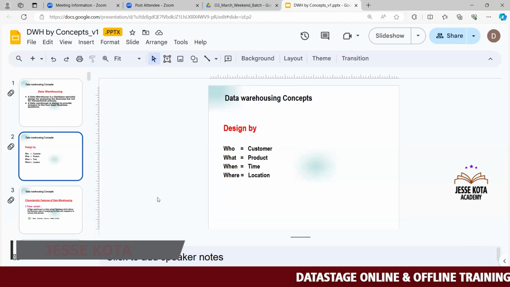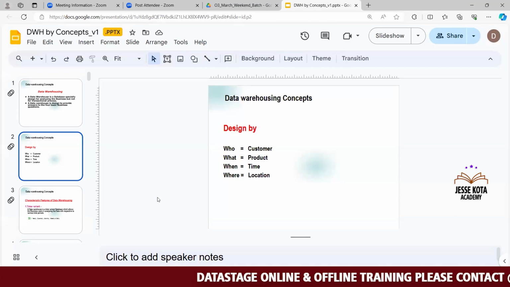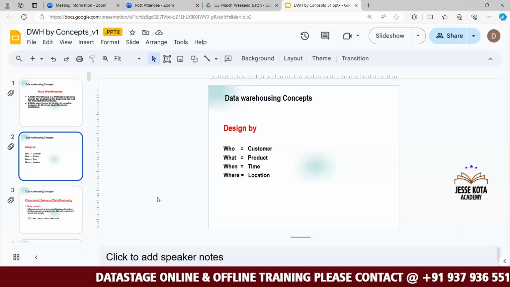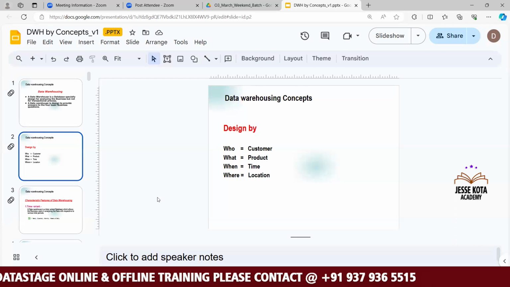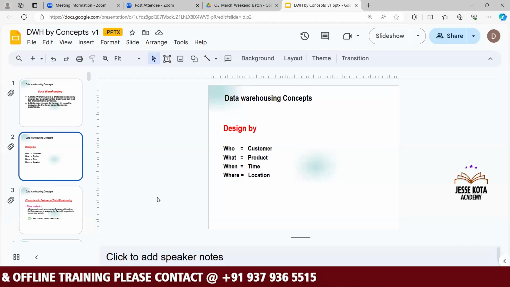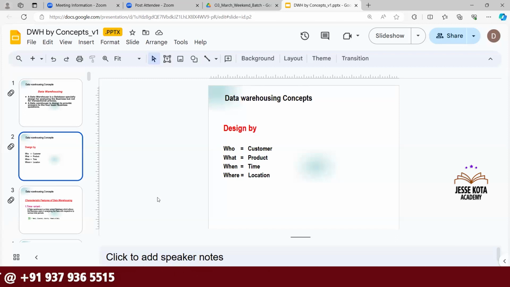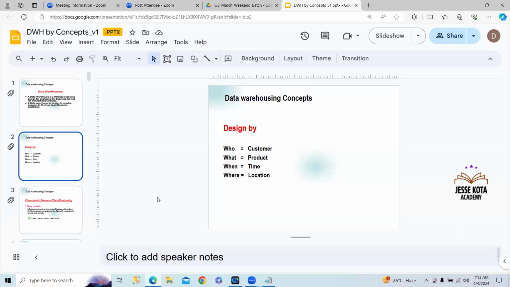So these applications are mainly designed for these four factors. Who is my customer? What are the products I have? I can analyze the business based on product and time. When can I analyze my business? Based on time, I can compare yesterday's sales versus the day before yesterday's sales. And location wise, I can analyze business: which locality's sales volume is less, and why it is less. So they have to come up with strategies to increase their revenue. That is the reason we are building database applications.